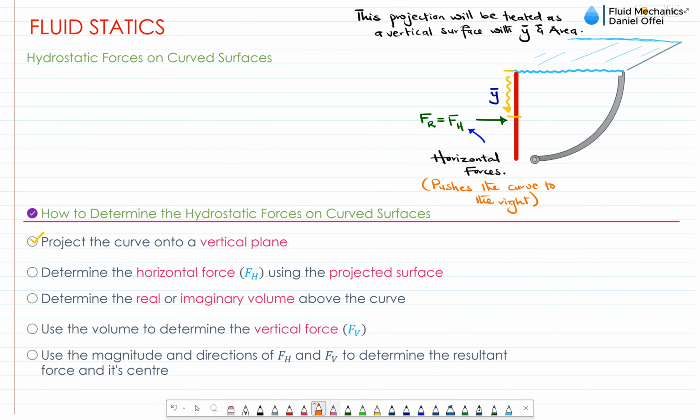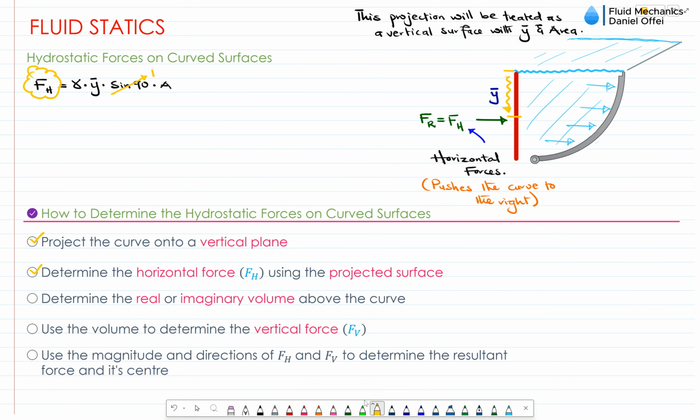Once you have been able to project that surface onto a vertical plane, it behaves like a flat surface that is vertical. And we can use the formula that we studied for vertical surfaces, which says that the horizontal force or the resultant force is equal to the specific weight times y bar times sine 90 times the area.